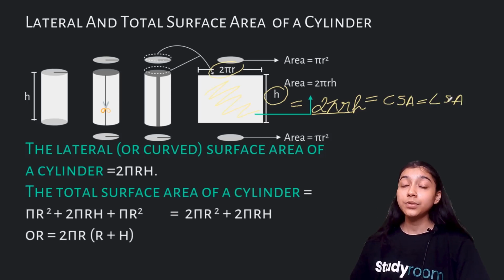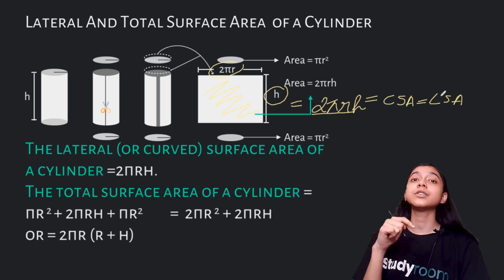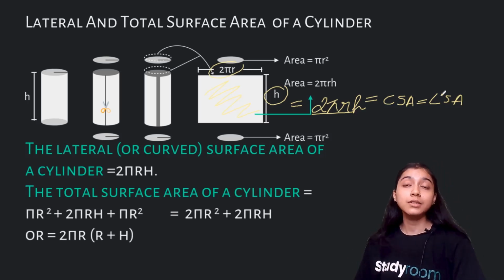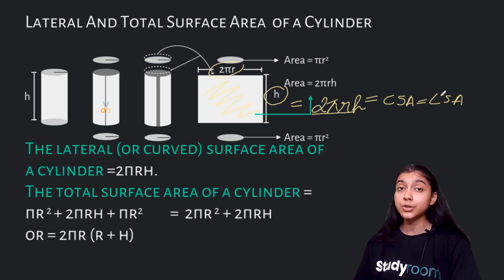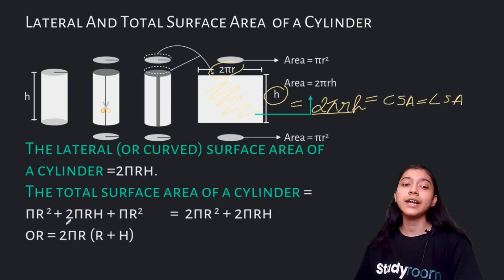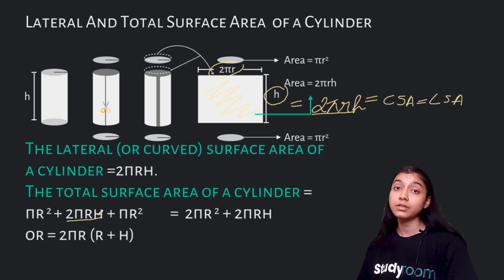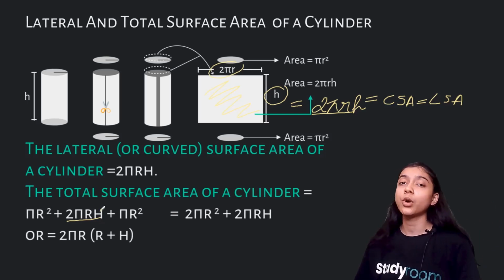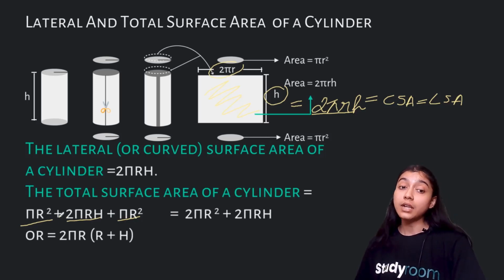Now, when we add the area of the two circular bases, that is the circular base at the top and the bottom, with the lateral surface area, that gives us the total surface area of the cylinder. So in order to calculate the total surface area, first I'll write the lateral surface area or the curved surface area, that is 2 pi rh, and then add up the area of those circular bases. One is at the top, the other is at the bottom. We know that the area of a circle is pi r square. So we have two circular faces, and the area of the two circular faces will be pi r square plus pi r square.